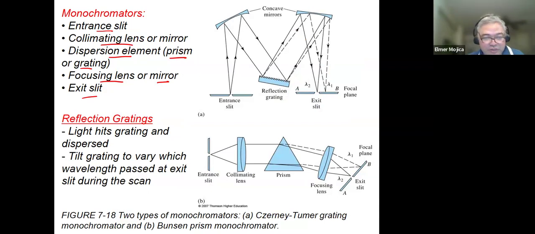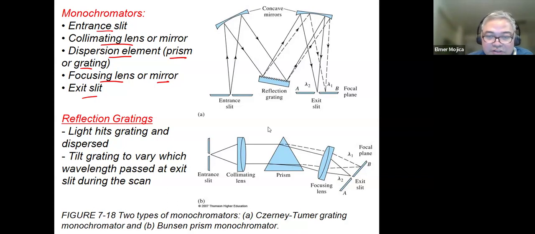So if you're going to look at these reflection gratings, what do you have here? Usually the light hits the grating and disperses. You can tilt the grating to vary which wavelength passes the exit slit during the scan. So for instance, here, the Czerny-Turner grating monochromator.